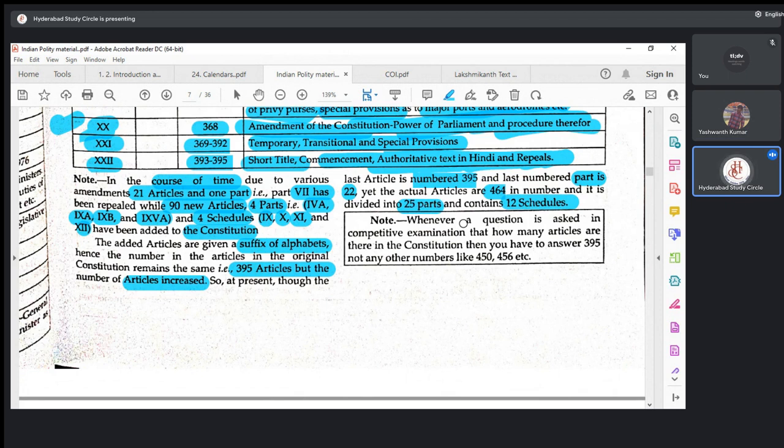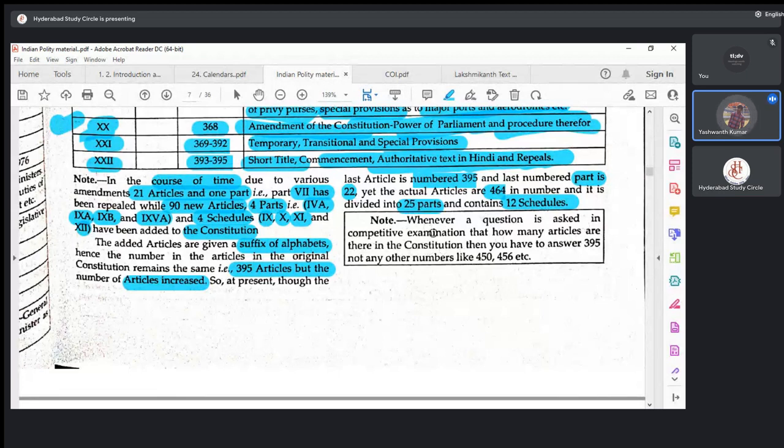Now this is somewhat old. It can be increased to 470 or 468. It is a somewhat older version. In the updated version you will get 467 or 470 plus articles.